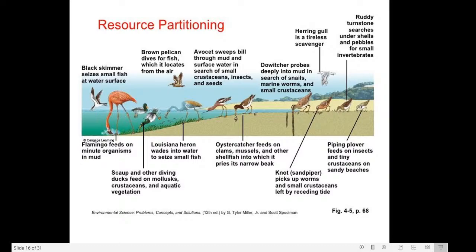Here is another concept of animals, resource partitioning. Here you can see the first one is a black skimmer, a small-sized fish eater at the water resource. It's a swimmer, it takes small fishes over the water.